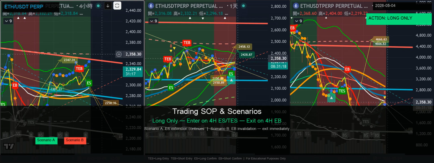In summary, ETH/USDT currently shows a 3-timeframe confluent long structure: weekly TES, daily ES, 4-hour ES. Per the system rules, this is a long-only window. Enter on 4-hour ES or TES signals. Add on subsequent ES. Exit on 4-hour EB. Watch for scenario A to extend the move, and use scenario B as your risk management trigger. Stay patient, stay disciplined, and follow the signals.